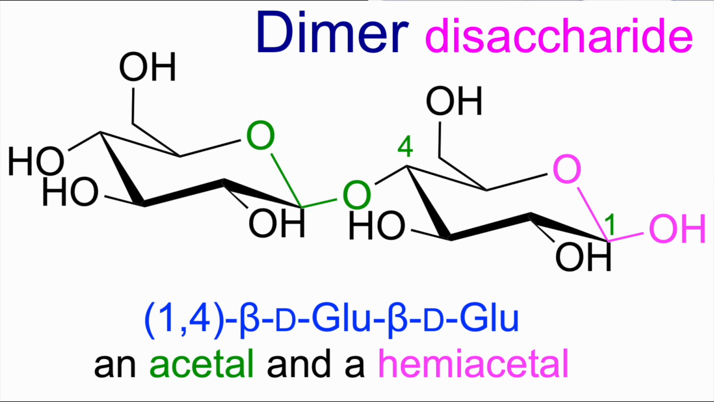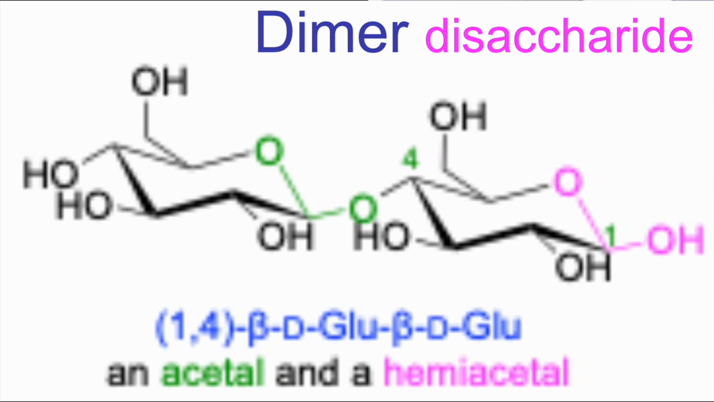If I form a dimer of glucose with the oxygens in this orientation, note now the green oxygen atoms have changed. They're no longer a hemiacetal functionality. They are a full acetal. Acetals can link carbohydrates together.